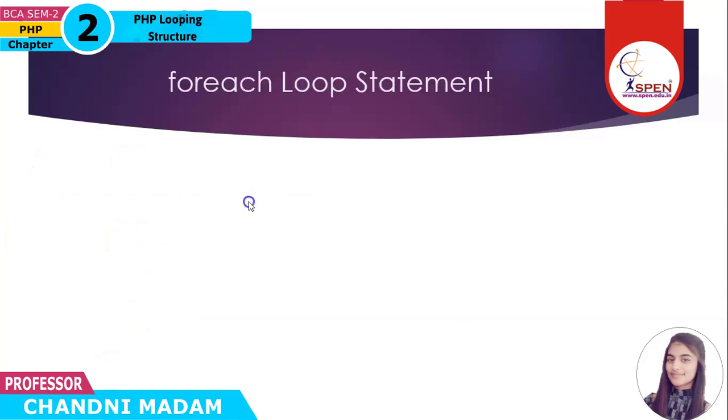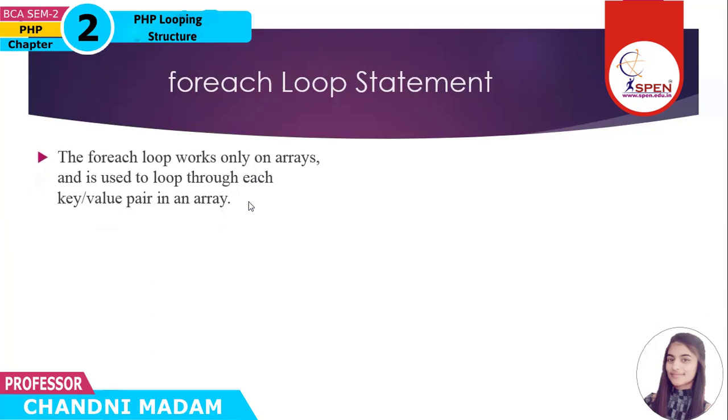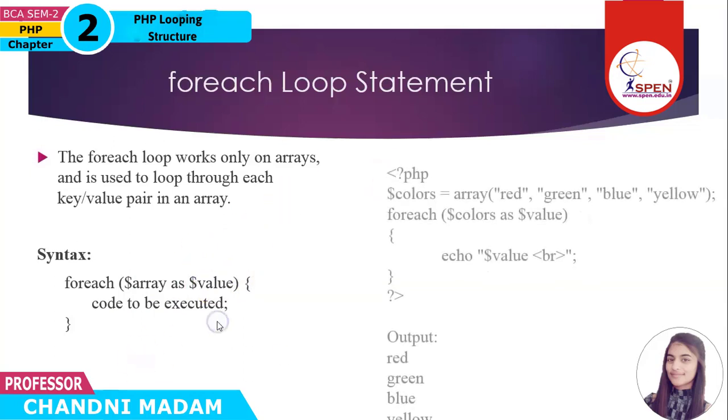Now next is foreach loop. Foreach loop is used when you retrieve data from an array. So for every iteration, the value of the current array element is assigned to $value and the array pointer moves by 1 until it reaches the last array element. So here is the example.